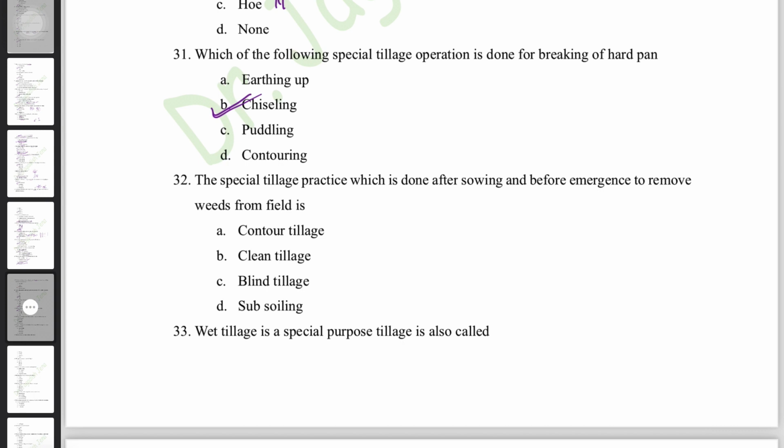In puddling you till the soil in standing water, so there will be structural breakdown and formation of a hard pan, which checks percolation of water. Contouring or contour tillage is practiced in hilly areas with more slope, which is broken down into small sloping areas, giving a plain surface, and you cultivate along those contour lines. So for hard pan breakdown, chiseling is done.